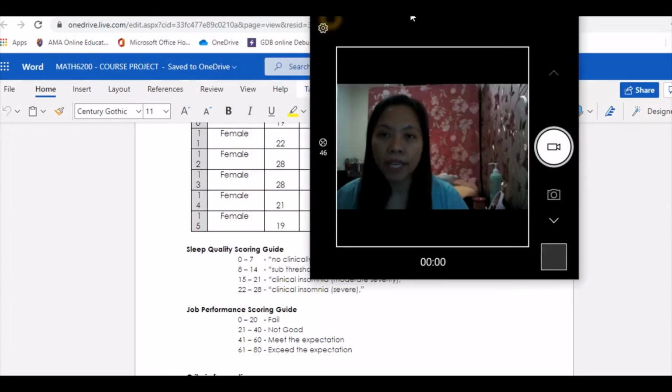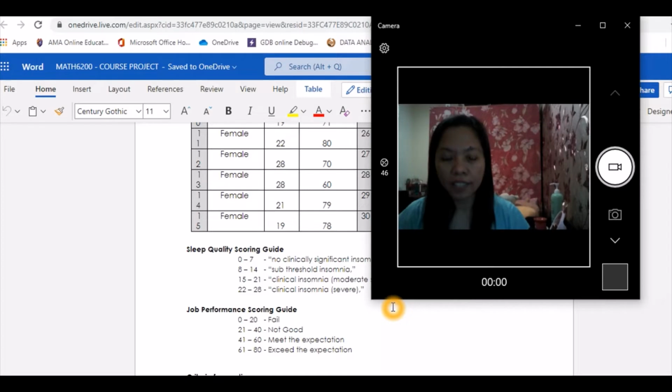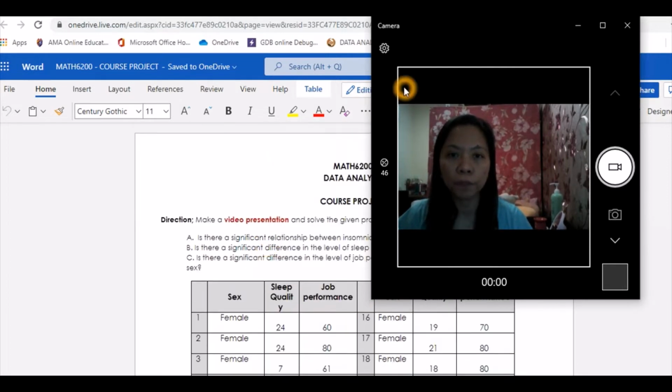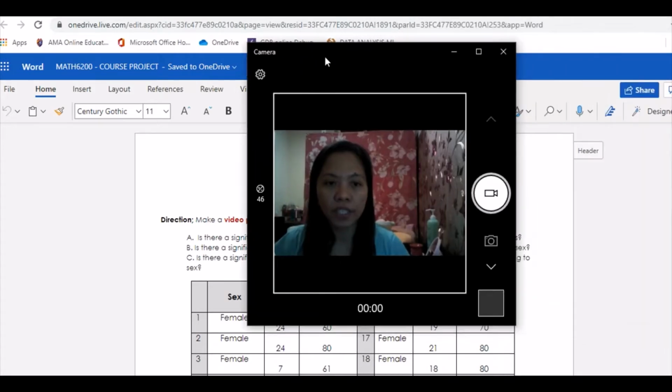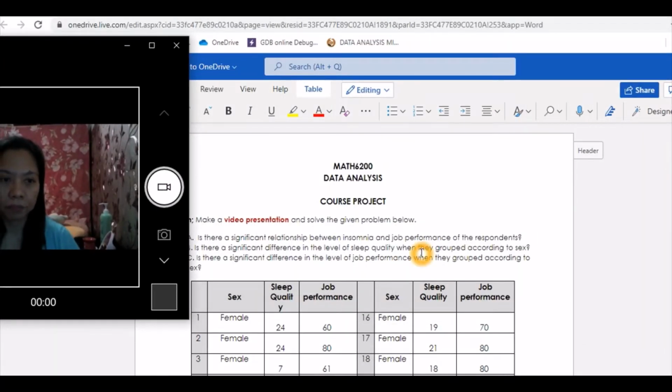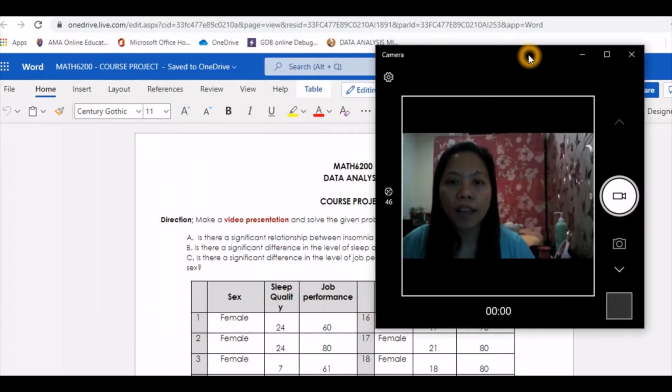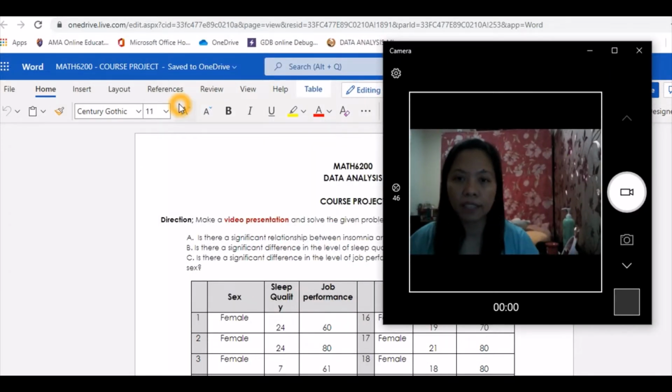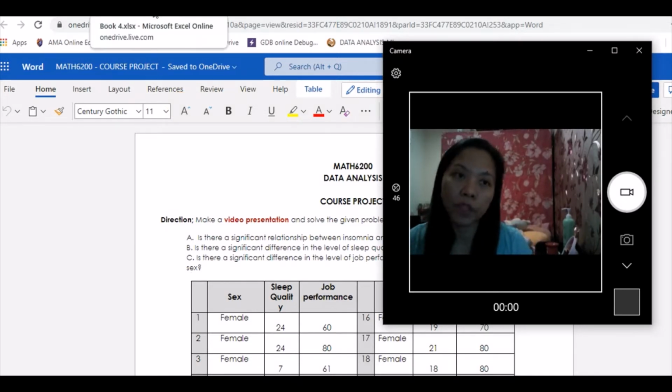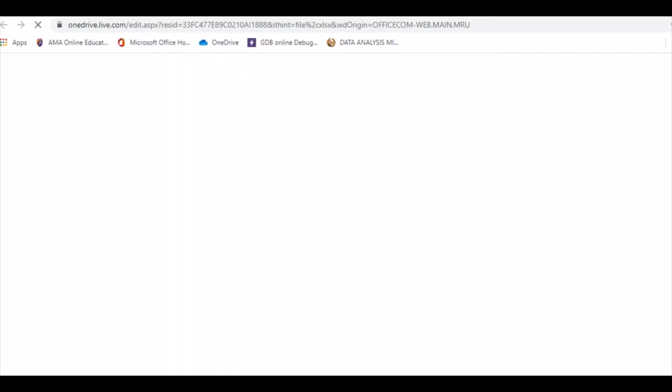So to best analyze the data, I have prepared a graph first, just to answer the first question. Our first question is: is there a significant relationship between insomnia and job performance of the respondents? In order to analyze this question and present the data analysis, I have plotted a graph from the data that was given to us.